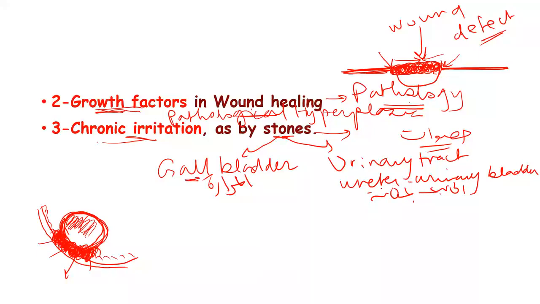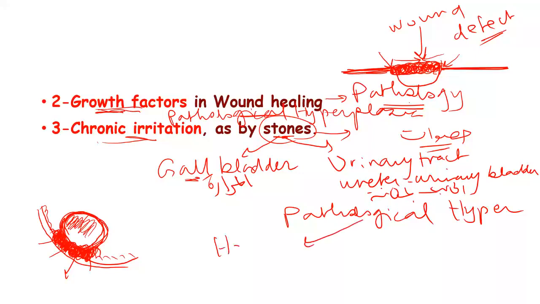urinary tract. So chronic irritation by stones can precipitate hyperplasia, and this is a pathological form of hyperplasia because stones are pathological. This is not a physiological condition. Fine. So we talked about pathological hyperplasia, and we have said that pathological hyperplasia can occur due to hormones, growth factors, or chronic irritation.